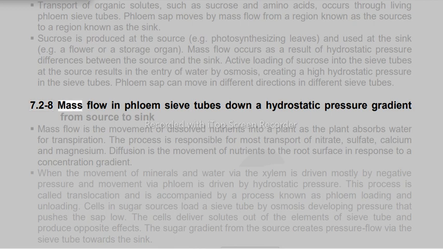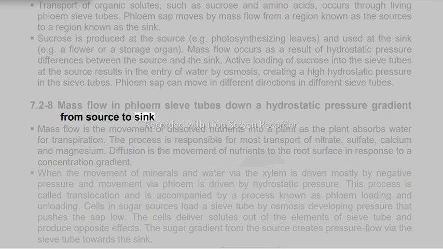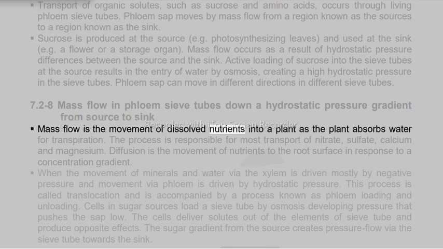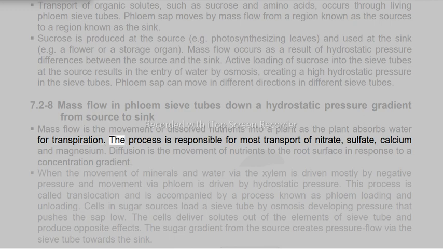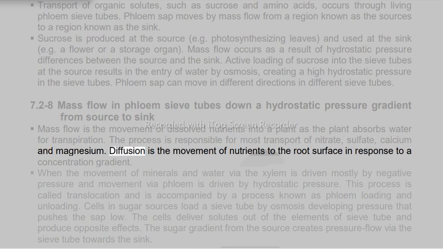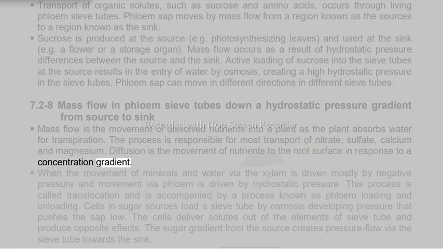7.2.8: Mass flow in phloem sieve tubes down a hydrostatic pressure gradient from source to sink. Mass flow is the movement of dissolved nutrients into a plant as the plant absorbs water for transpiration. The process is responsible for most transport of nitrate, sulfate, calcium and magnesium. Diffusion is the movement of nutrients to the root surface in response to a concentration gradient. The movement of minerals and water via the xylem is driven mostly by negative pressure, and movement via phloem is driven by hydrostatic pressure.